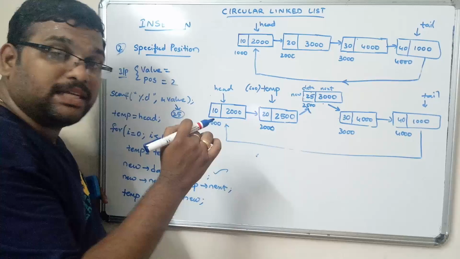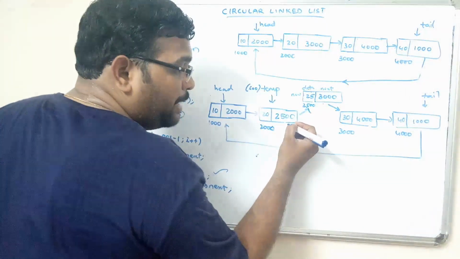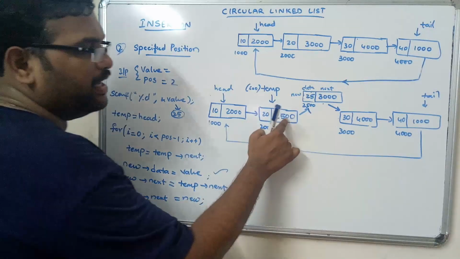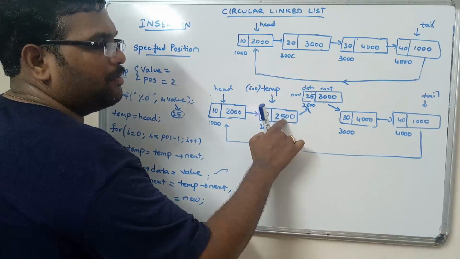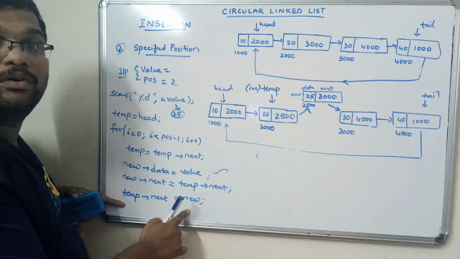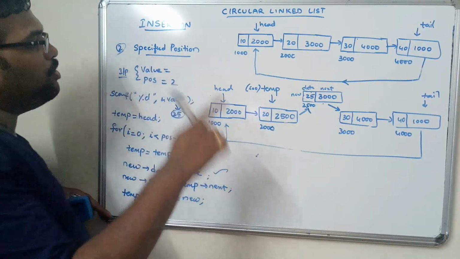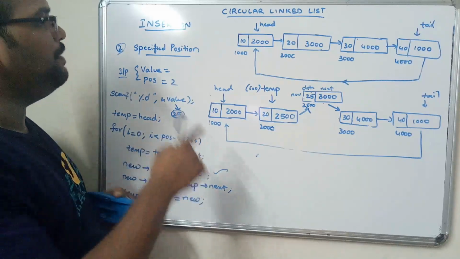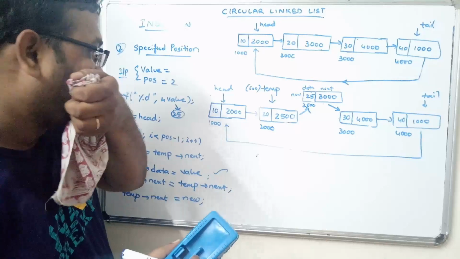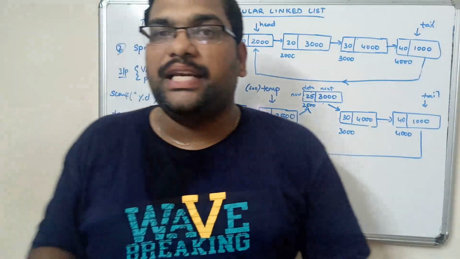Now we have to place the connection between the temp node and the new node. So that's why we have given temp of next. Here we have to hold the address of new. So that's why temp of next is equal to new. So this is how we have to insert an element at the specified position, right? I hope you understood the three cases.